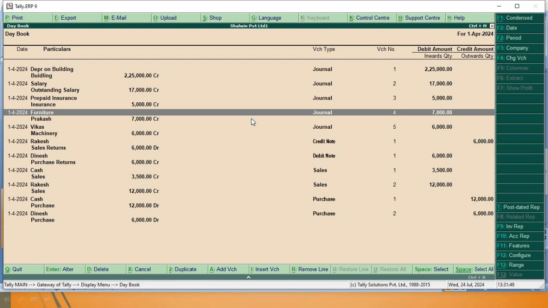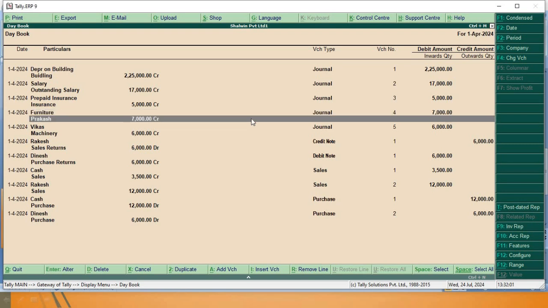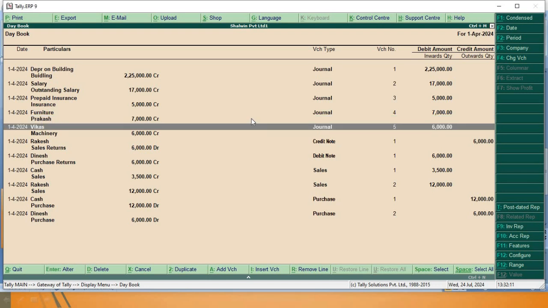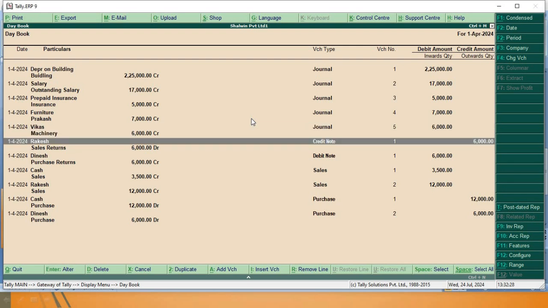The next one, purchasing furniture on credit basis. You're purchasing furniture from Prakash, that is on the credit basis. So furniture on the debit side and Prakash on the credit side, and it has to be entered in journal because asset purchased for credit is being entered in journal. And next one, sold machinery to Vikas. So one is machinery, the other one is Vikas, and it has to be entered in journal because it is on the credit basis. Next we have sales returns, which has to be entered in credit note.